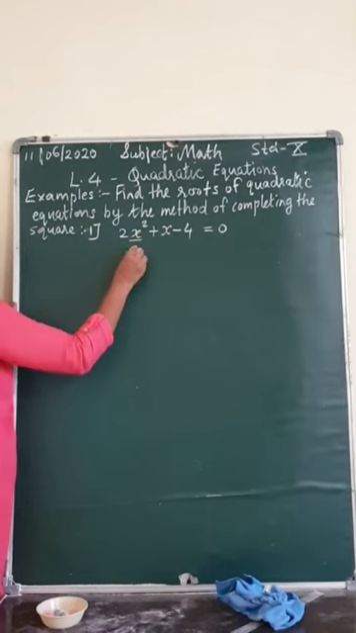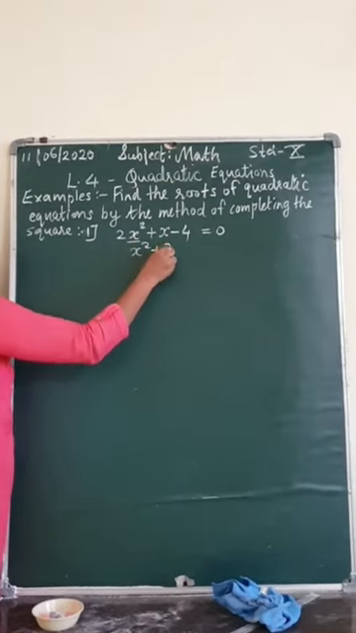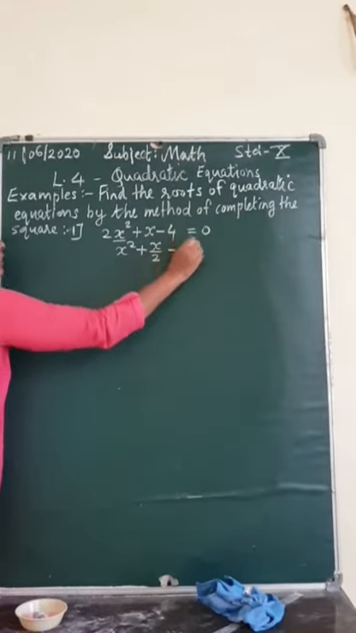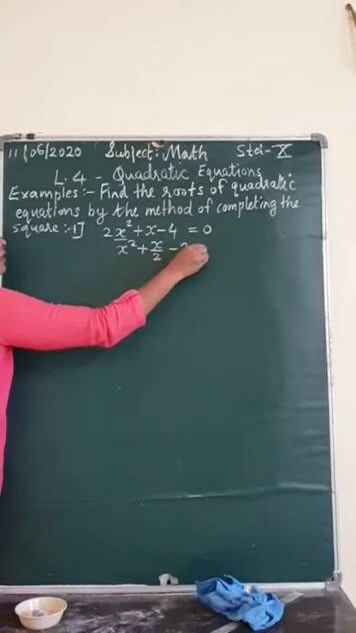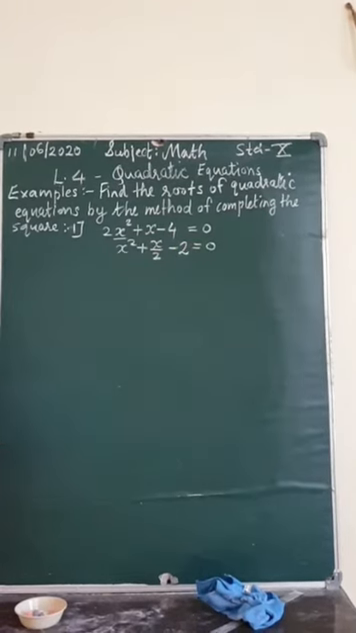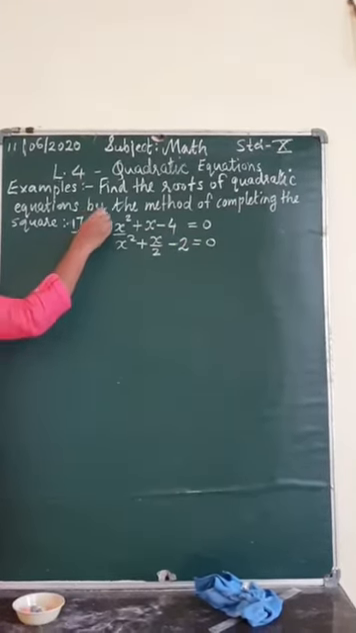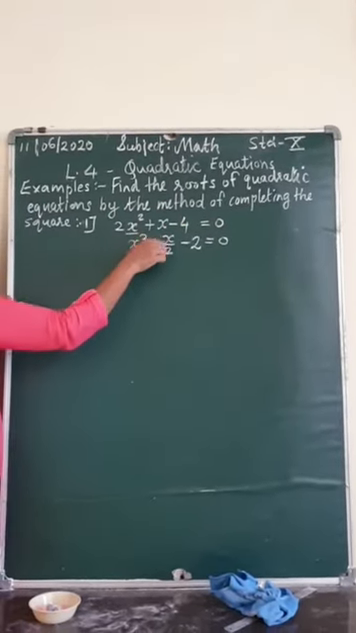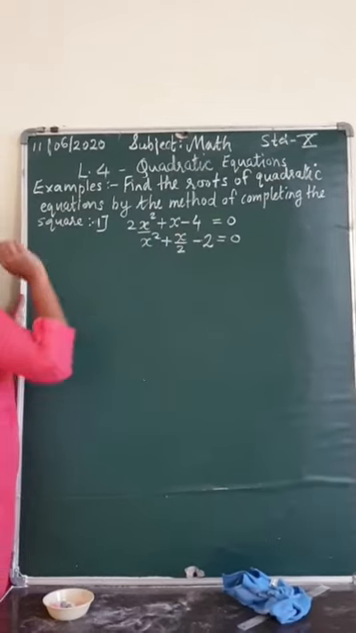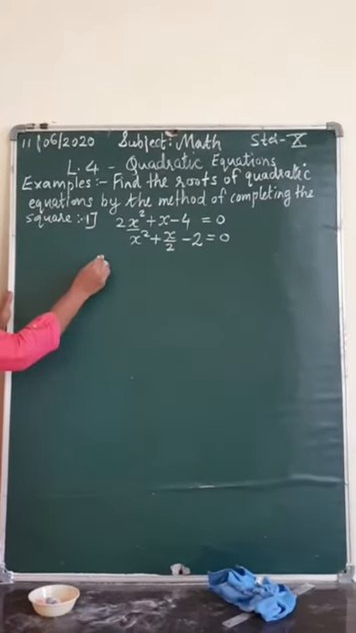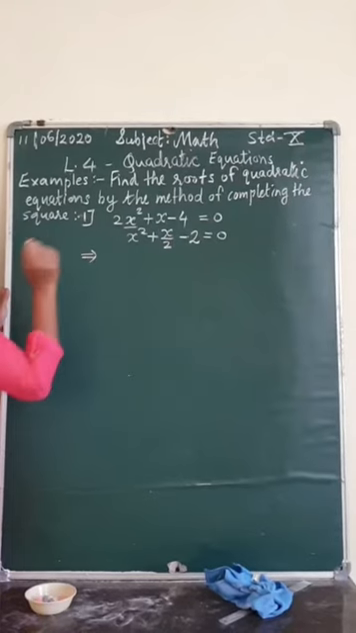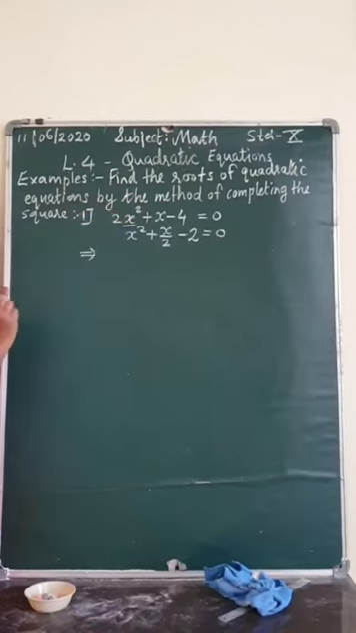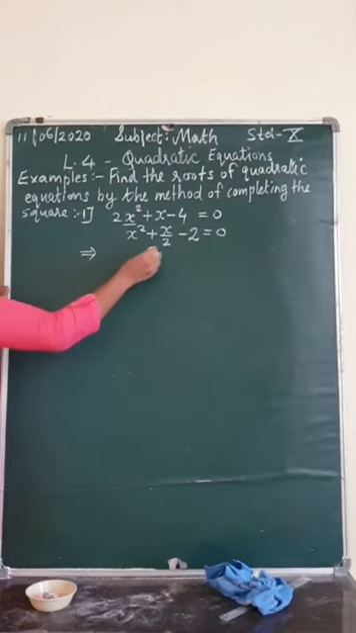So what we get over here is x squared plus x upon 2 minus 4 upon 2, which gives us minus 2, is equal to 0 upon 2, which is 0. I hope you have understood this. The whole quadratic equation we have divided by 2. So 2 is cancelled here, and here we get minus 2. This is the first thing we have to do, because we have to remove the coefficient other than 1 of x squared.